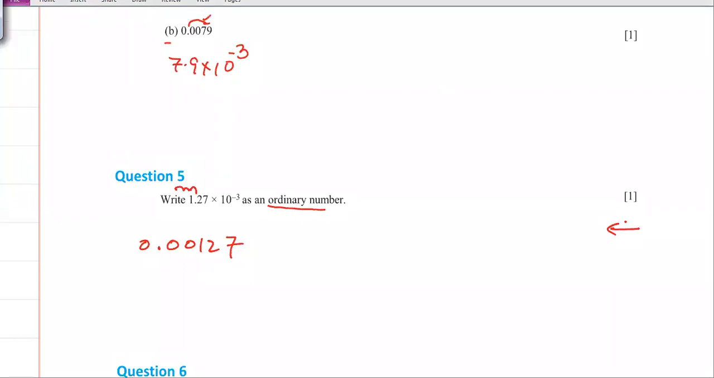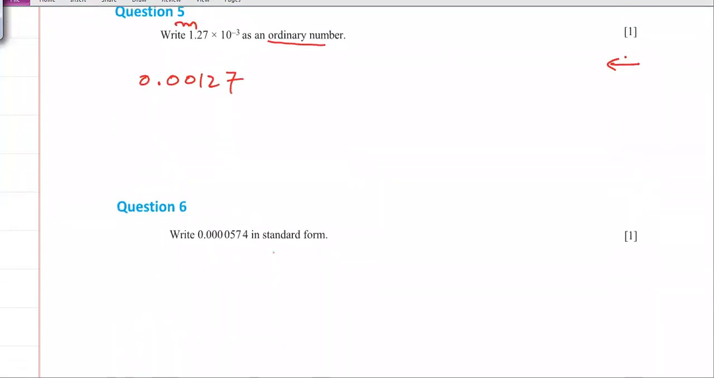Okay, that's great. Next, you have to write this one in the standard form. Shazib, are you with us? Yes, sir. Can you let us know what will be the standard form of this one?